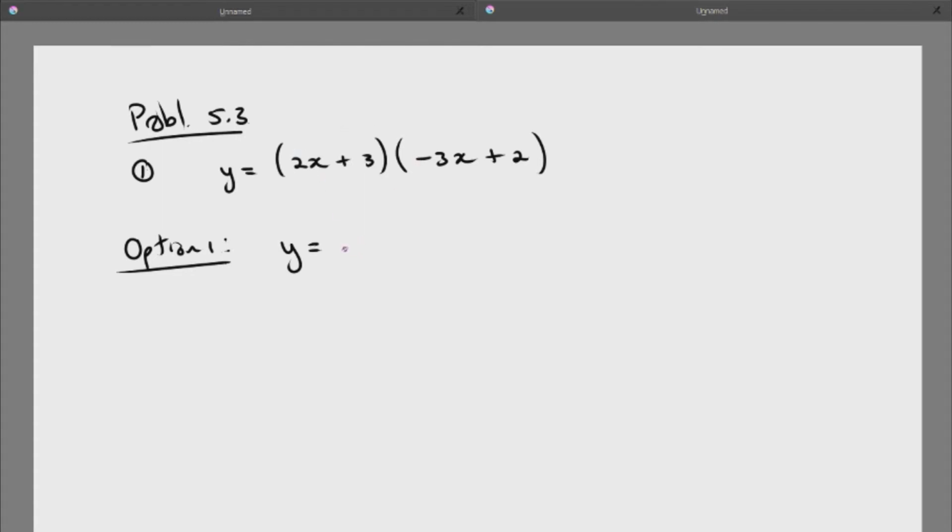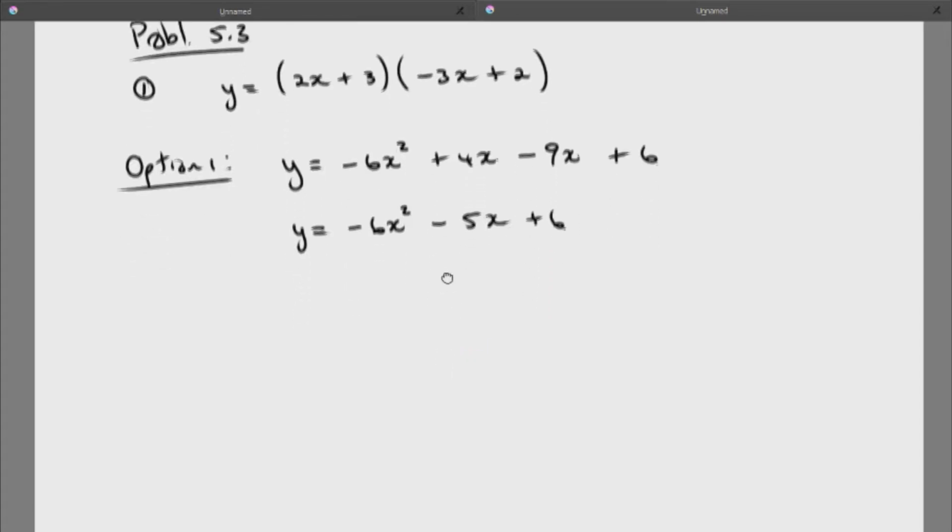So it's the first ones, negative 6x squared. The outside ones, plus 4x. The inside ones, negative 9x. The last ones, plus 6. I can simplify that a little bit further because I'm using this function in a future step. I want to clean it up. So I have a reason to simplify. Then simplification is very important.